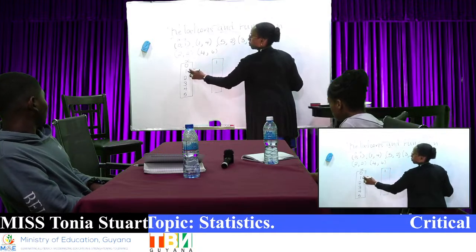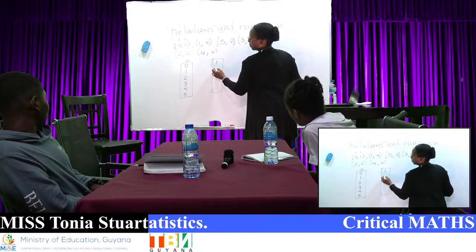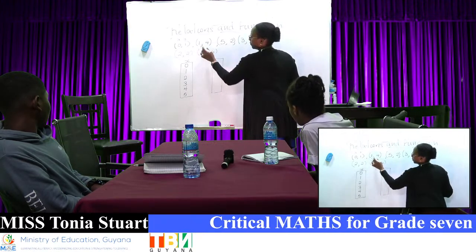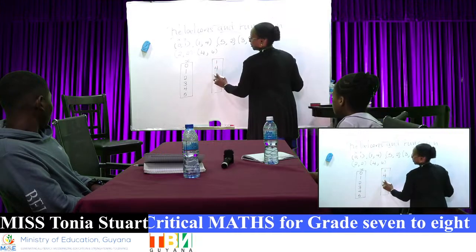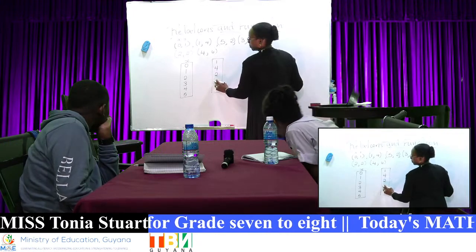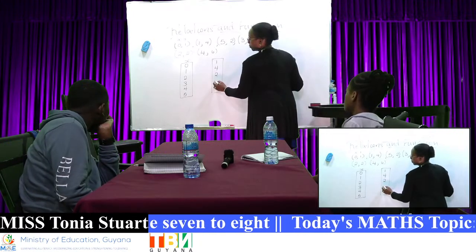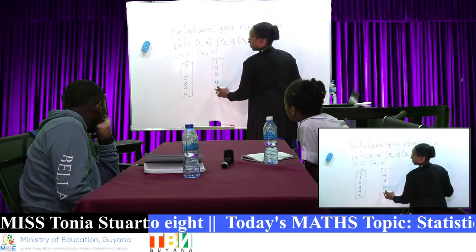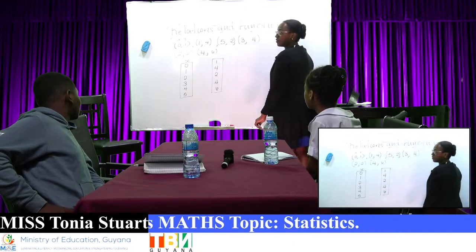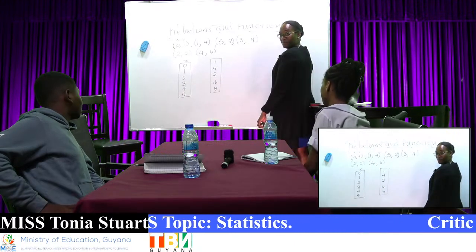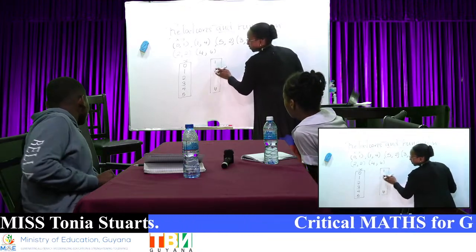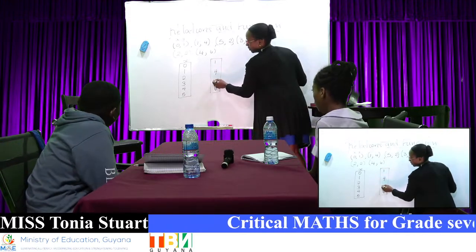For 0, 1. For 1, 2. 1 is 4. No, 4. 2 to 2. 3 to 4. 4 to 6. You notice we have 2 4s? So we don't want to write 2 4s. We just need a 4 and a 2.